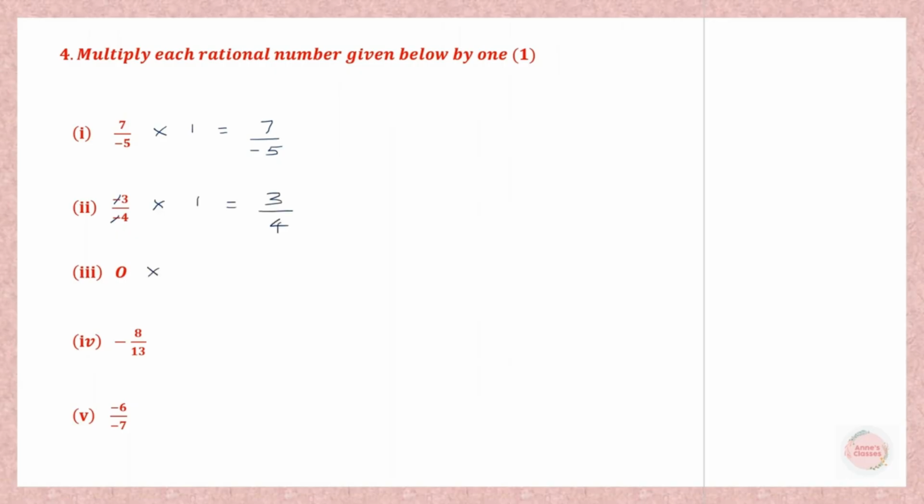Next is 0. 0 into 1 is 0. Here minus 8 by 13 into 1 will be minus 8 by 13. Next one, minus 6 by minus 7. Cancel off the minus signs. 6 by 7 into 1 is 6 by 7.